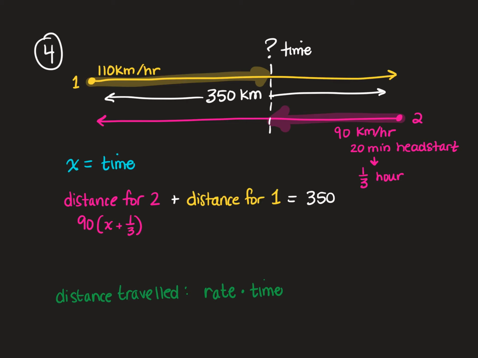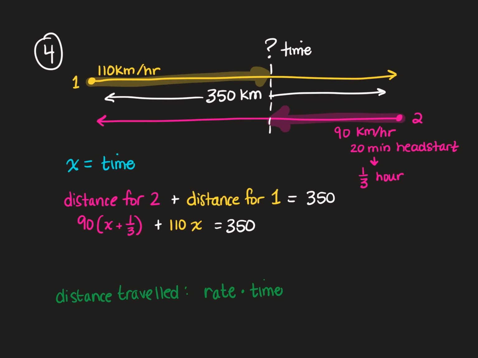And then to that, I'm going to add the distance for train 1. Well, train 1 is traveling at 110 kilometers per hour for the same number of hours, whatever that is. And when I add those two things together, I should get 350.